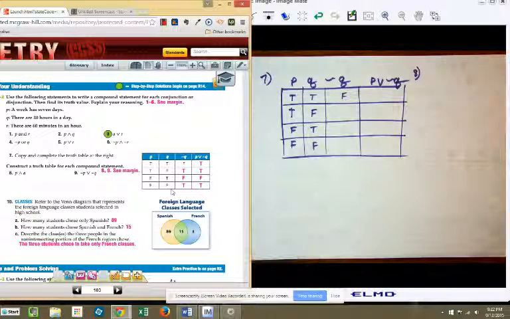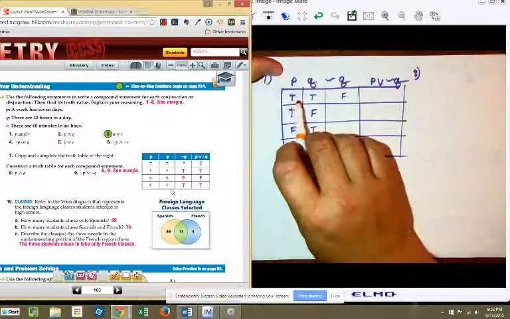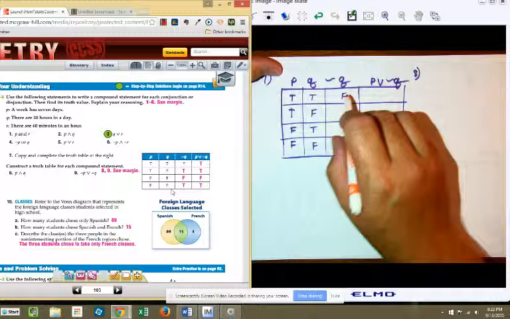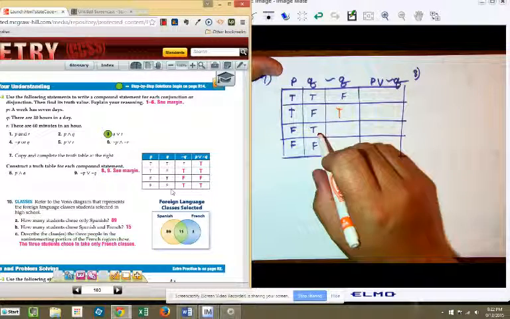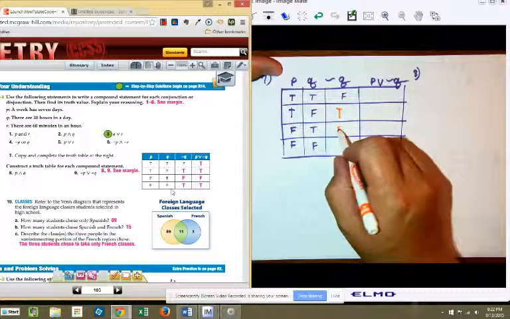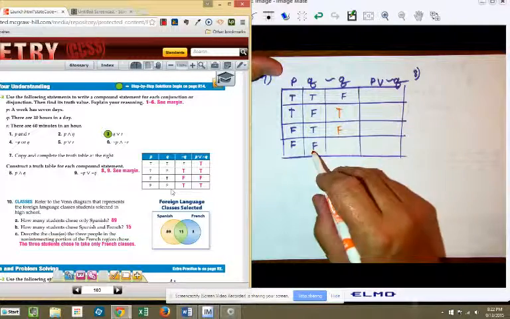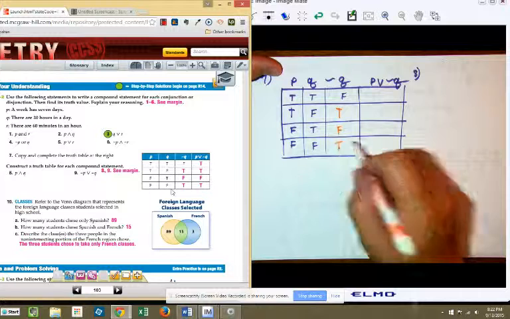Well, the first thing I would suggest is that you fill in all missing blanks. So obviously, if Q is true, not Q is false. If Q is false, not Q is true. If Q is true, not Q is false. And finally, if Q is false, not Q is true.